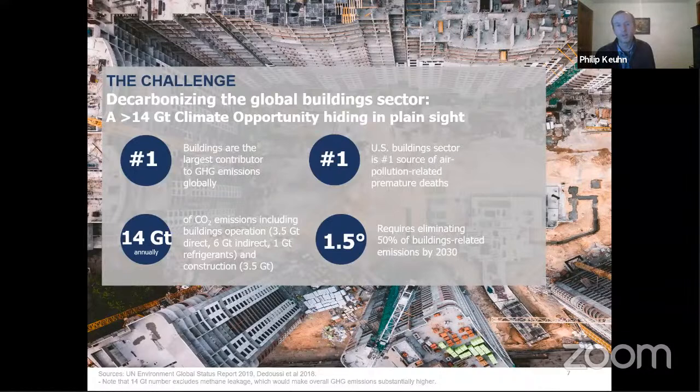And the one that I find most startling is that maintaining a 1.5 degree future requires a dramatic increase in retrofits relative to what we're seeing today. From reviewing the studies, we're seeing that a 50% reduction in building related emissions is required by 2030, so in just 10 years. So that's really what's driving our work, using energy modeling to influence building owners to scale these retrofits in a dramatic way. Could you jump to the next slide?